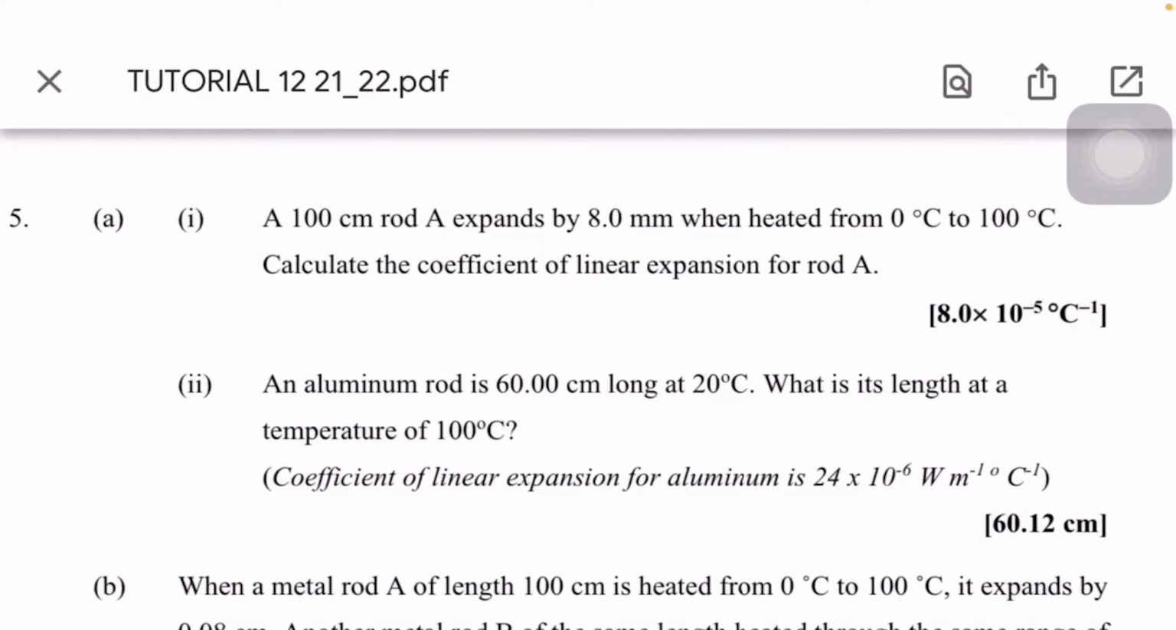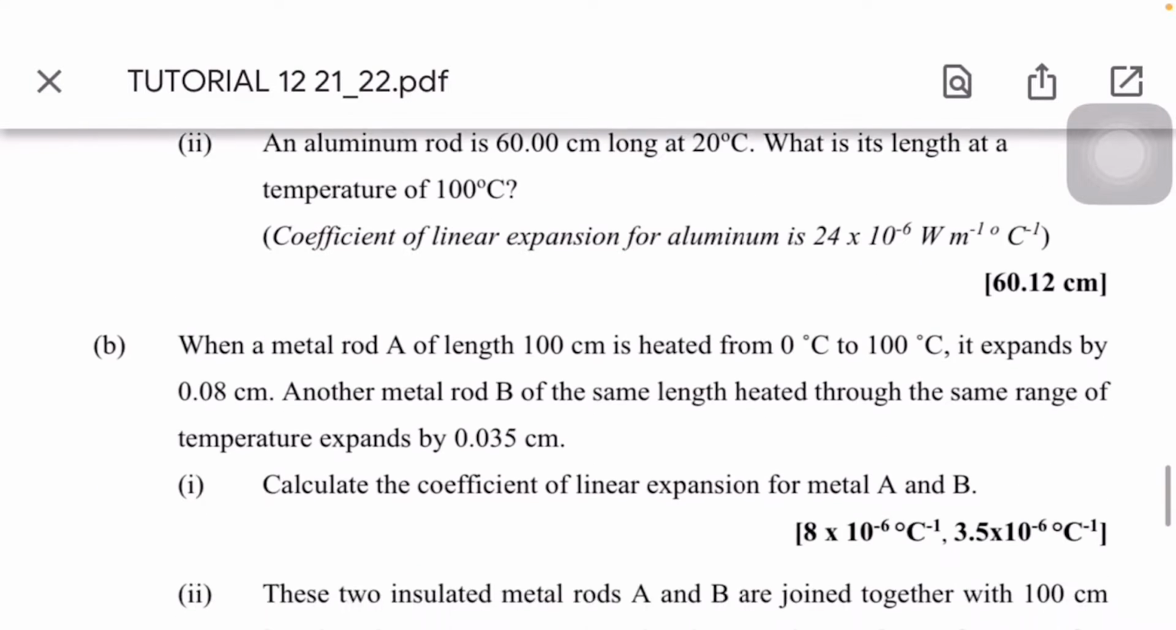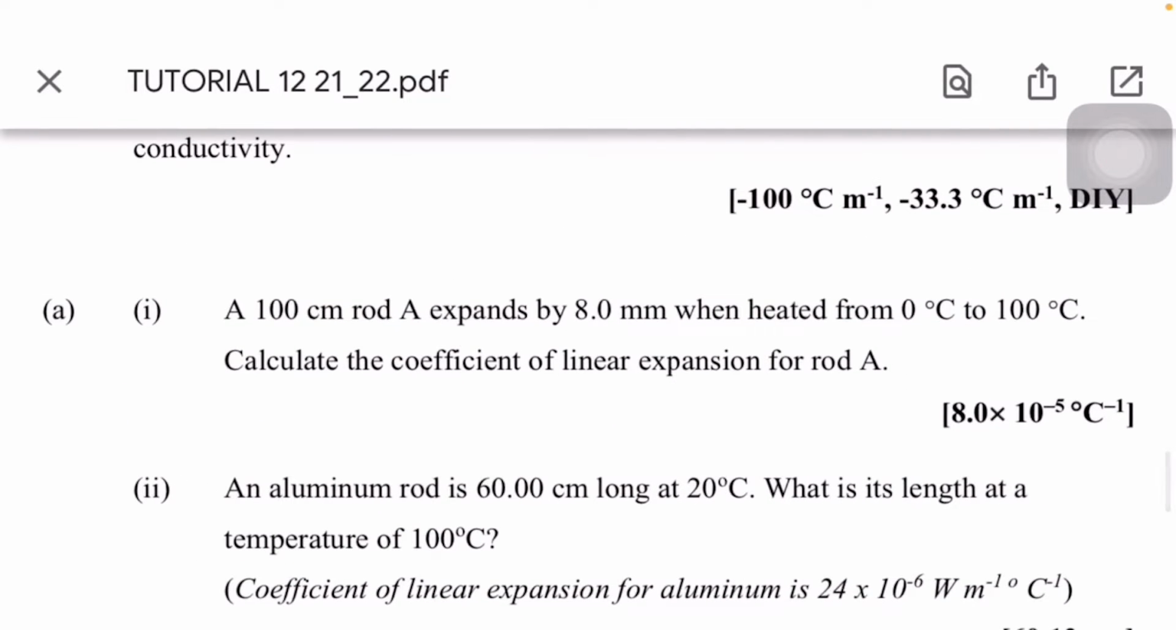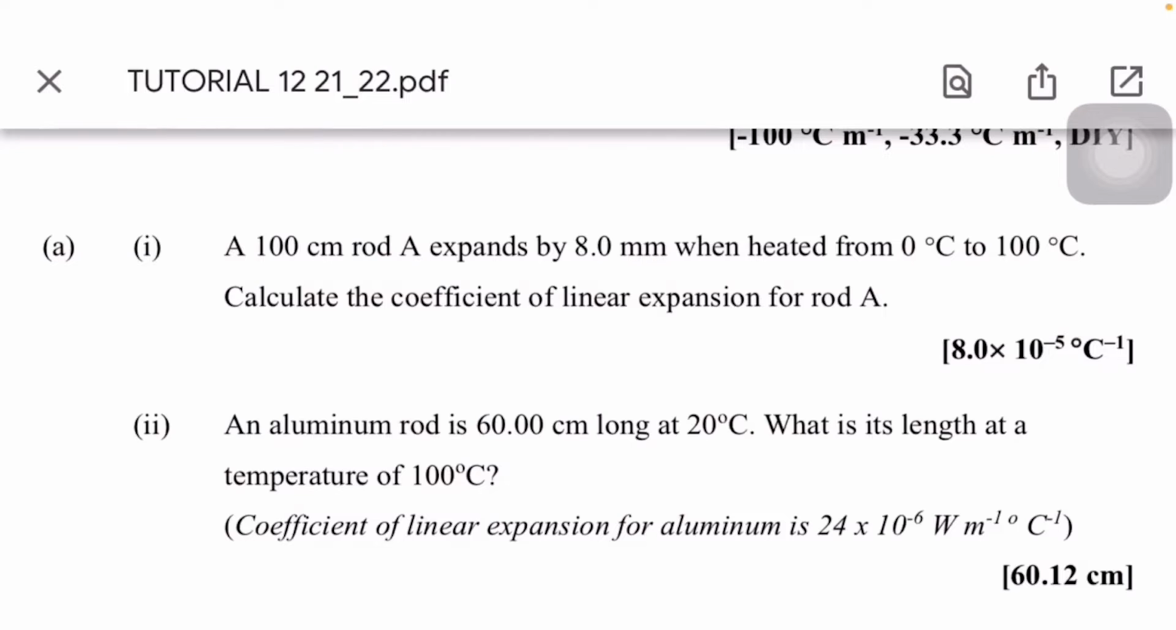Number 5A1, 2 and B2 and B1. Okay, for the 5A1, we must read the question properly. A 100 cm rod A expands by 8 mm when heated from 0 to 100 degrees Celsius. Calculate the coefficient of linear expansion for rod A.